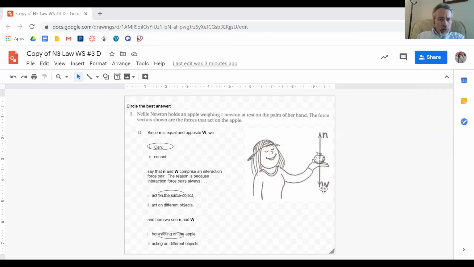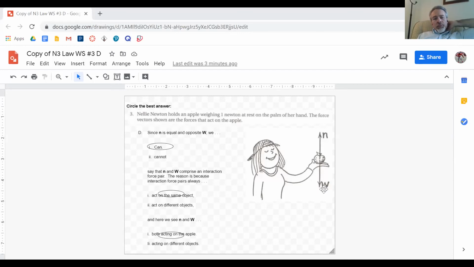Now this one was harder. Okay, so yeah, this one's a tougher one because students look at those and they're like, oh, okay, so those are definitely interaction pairs because they're equal and opposite. They are equal, they are opposite, but we cannot say that they're interaction pairs. So that first one should be cannot.